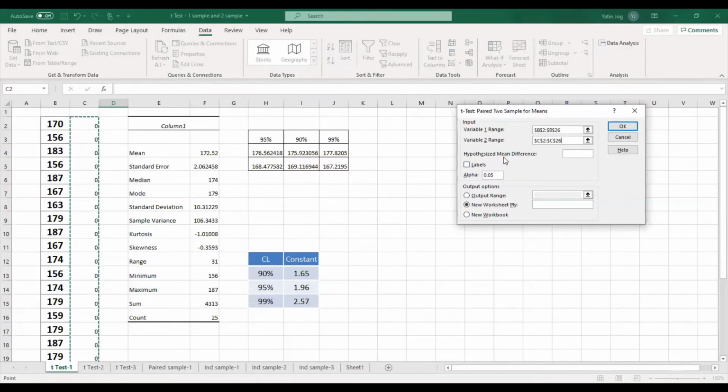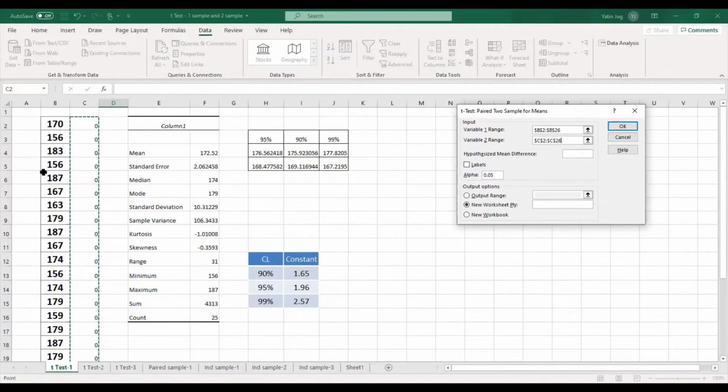Now there is one important term mentioned here: hypothesized mean difference. What is the hypothesized mean difference? That means we have to give the mean value of H0. In this cell, we have to give my mean value of H0. That means, what is my assumption? What is my hypothesis?